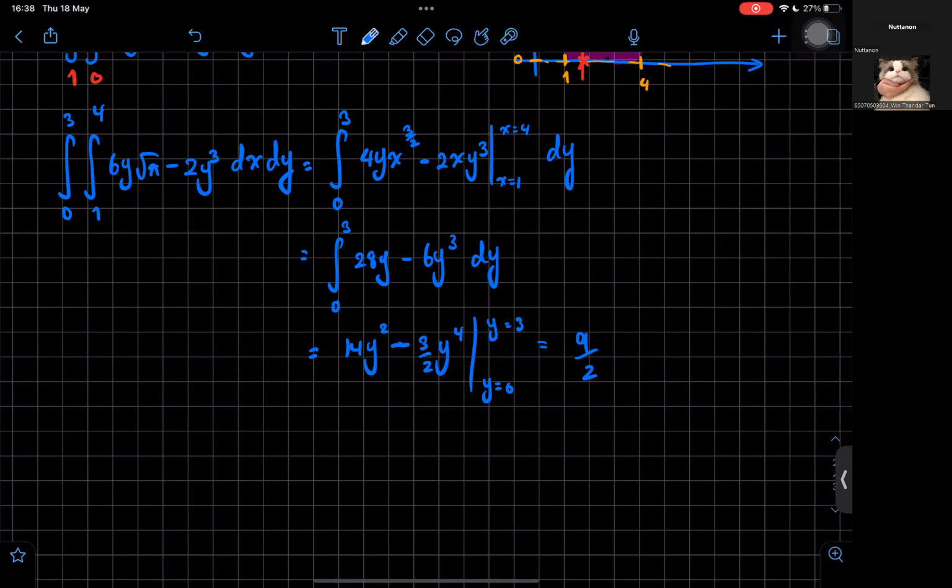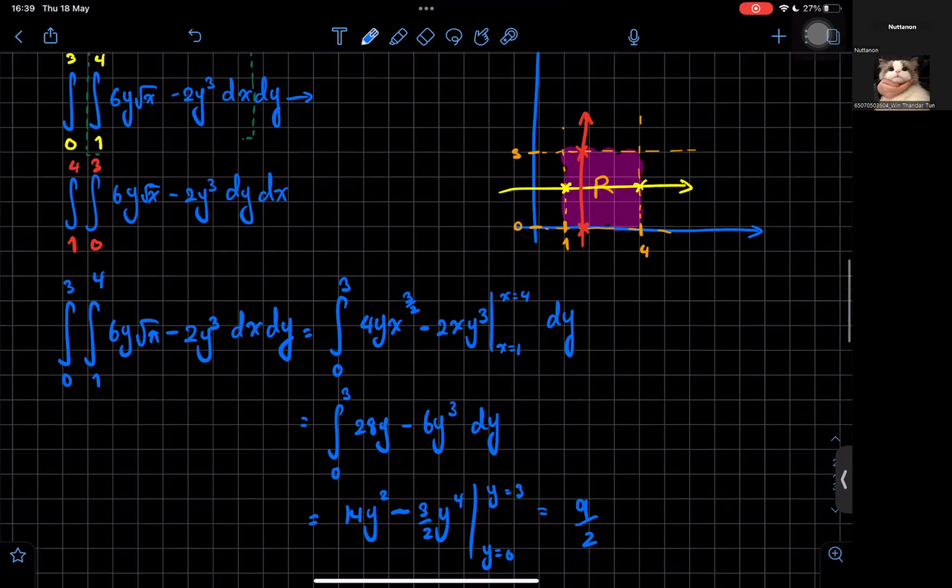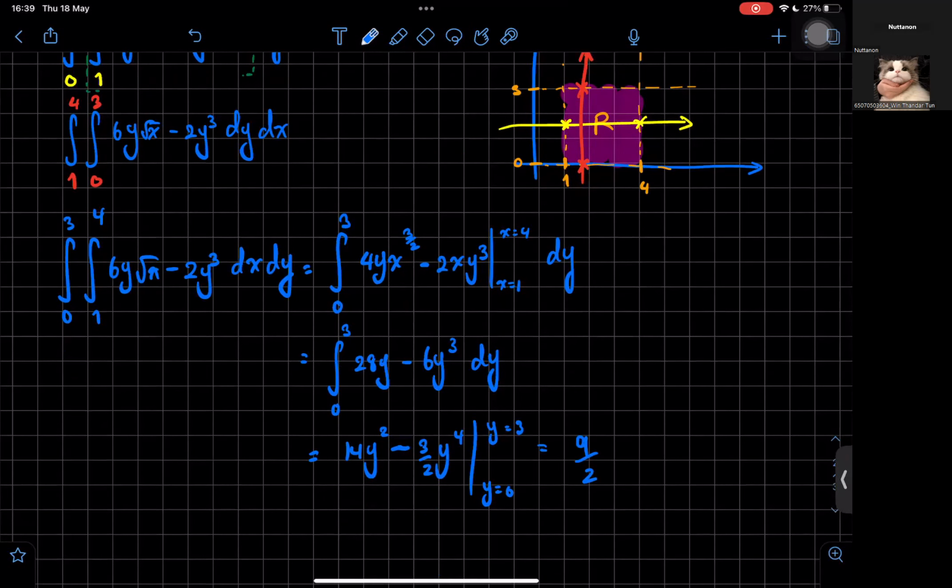This is how you do the integration. I hope most of you don't have a problem with this one, when the region is a square, because I think it's the easiest one. For the double integral, you just do the integration two times, like that. Now we will see the more complicated one.